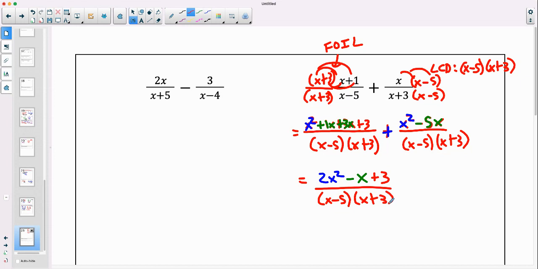All right. And then there's not going to be a way to factor that trinomial on the top: two minus signs multiplying to positive 3 but adding to negative 1.